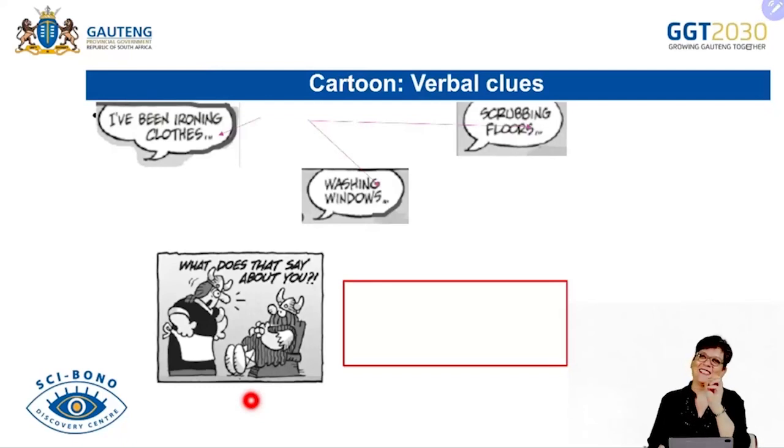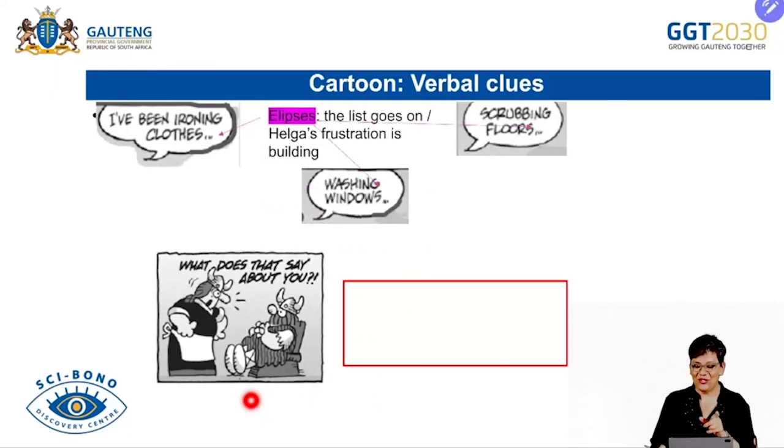Right. Now let's look at your verbal clues. Now remember, we did the visuals. Let's look at the verbal ones. And this is what she says. She says, I've been ironing clothes, ... I've been washing windows, ... I've been scrubbing floors, ... Now, dots are what we call ellipses. That shows us the list goes on. And with every frame, frustration is building up.